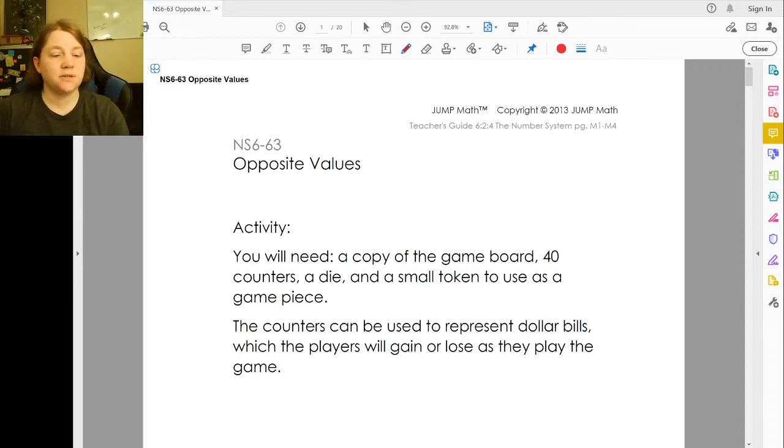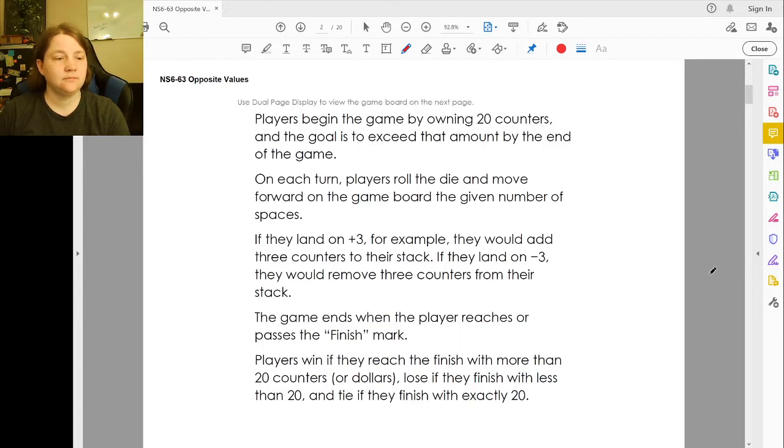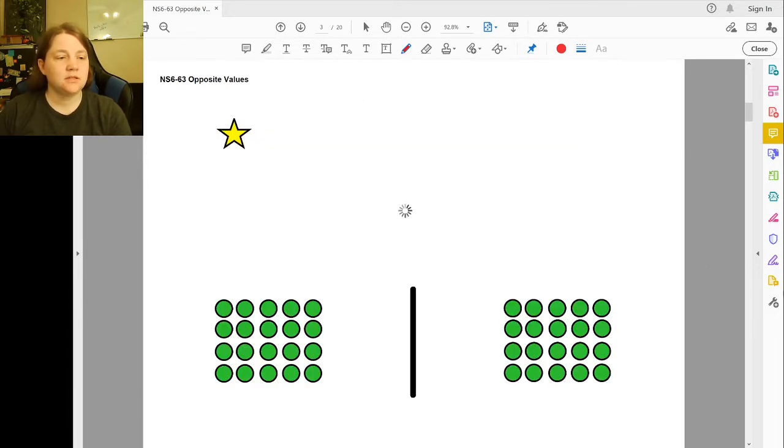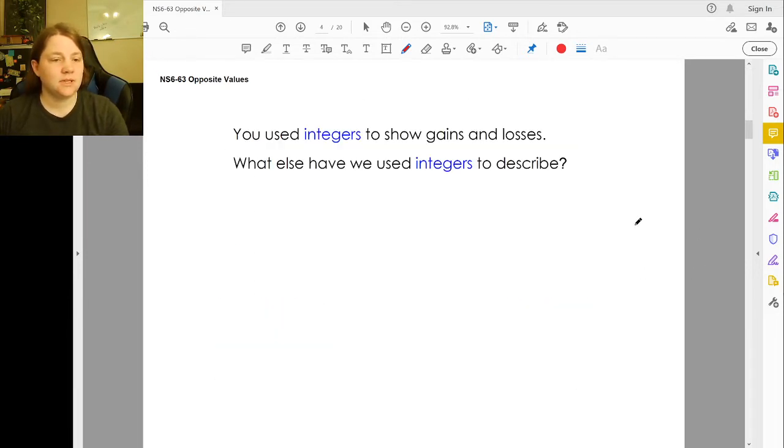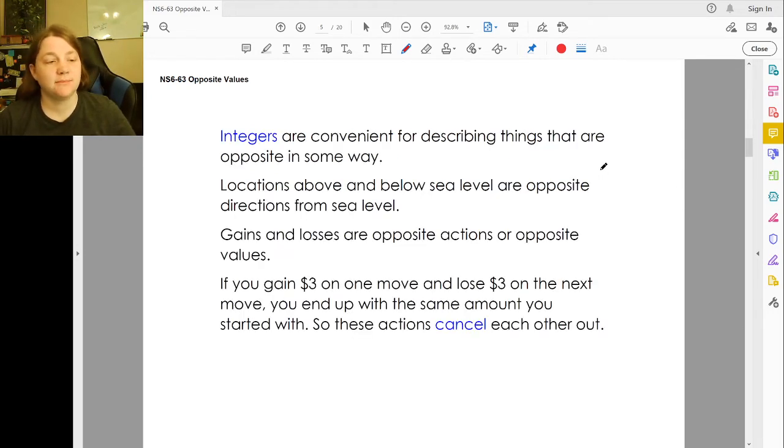This video is going to talk about opposite values. We're going to use integers to show gains and losses, to show if we get something or if we lose something. Integers are a convenient way for describing things that are the opposite in the same way.